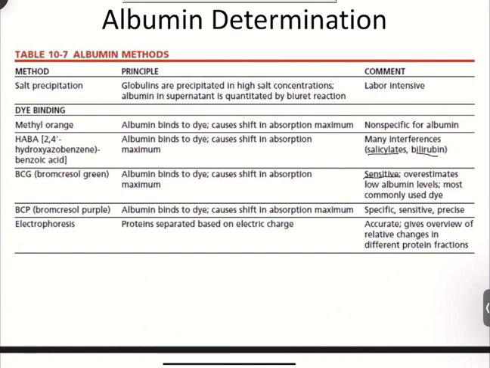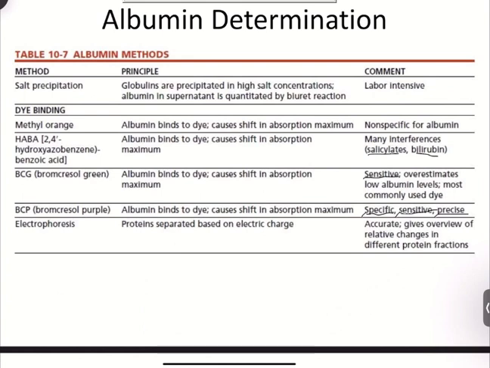Next is your bromcresol purple. Same principle with your other dye binding. Now they are specific, sensitive, and precise. That's why this is the most desired dye used in identifying your albumin, because it is specific, it is sensitive, and it is precise.